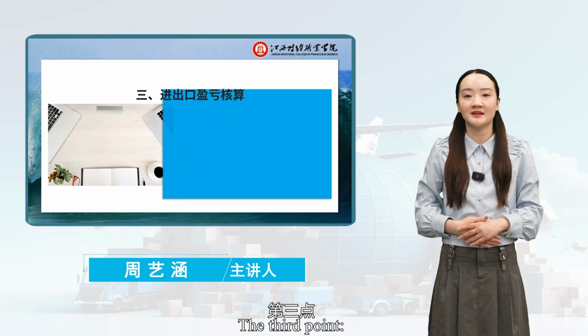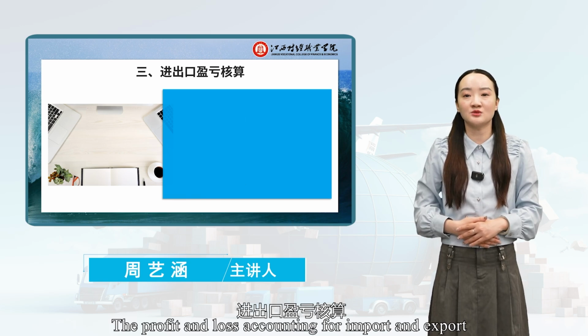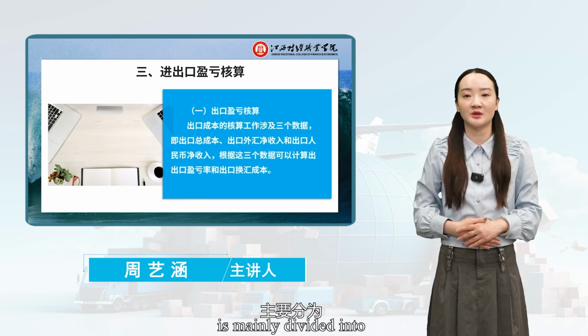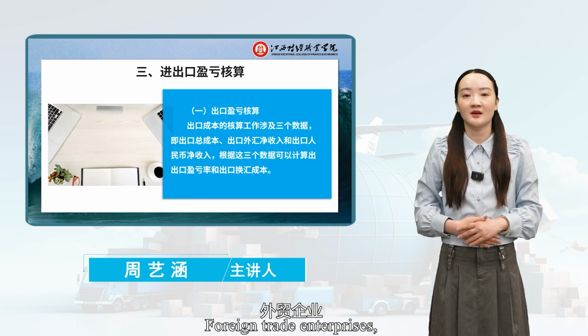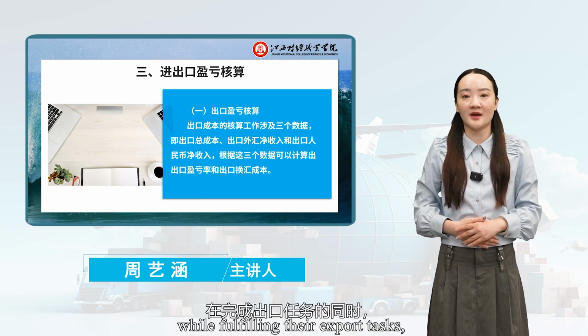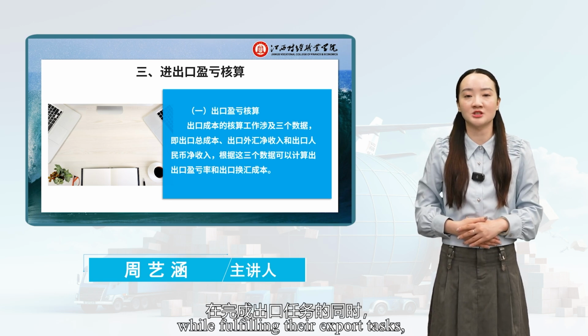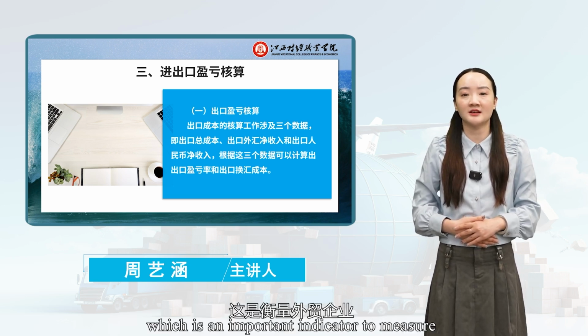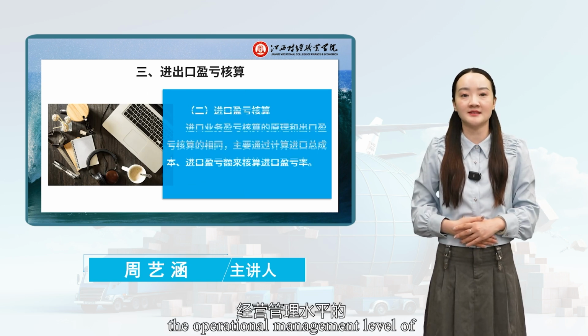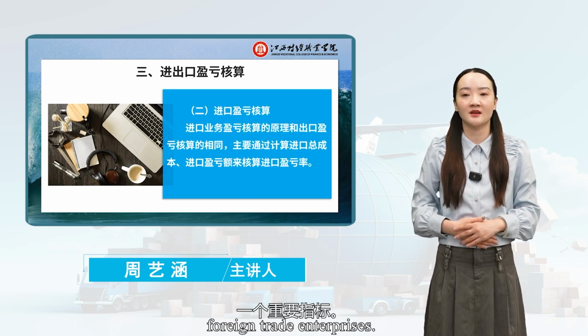The third point, the profit and loss accounting for import and export, is mainly divided into export profit and loss accounting and import profit and loss accounting. Foreign trade enterprises, while fulfilling their export tasks, should strengthen the cost accounting of export goods, which is an important indicator to measure the operational management level of foreign trade enterprises.